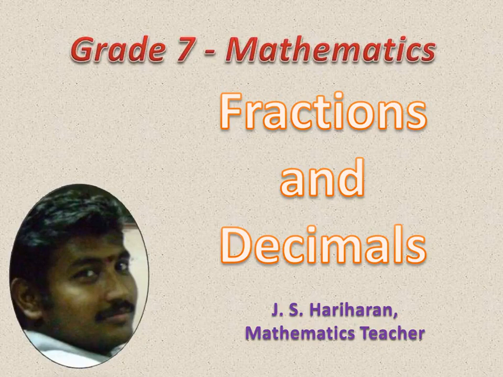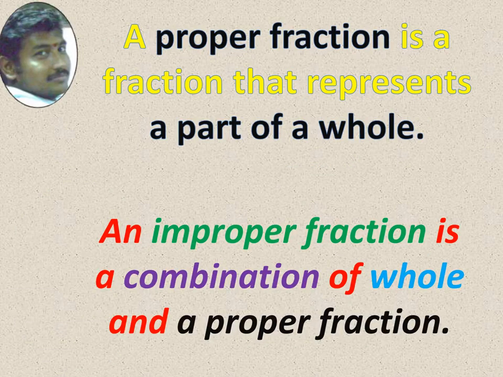Grade 7 Mathematics. In this video, we are going to discuss fractions. If anybody asks, we can say a fraction means a part from the whole. A proper fraction is a fraction that represents a part of a whole. For example, 5 by 7. An improper fraction is a combination of a whole and a proper fraction. Improper means 7 by 5: the numerator will be greater, the denominator will be smaller.